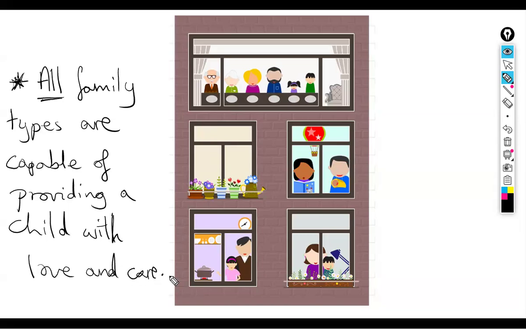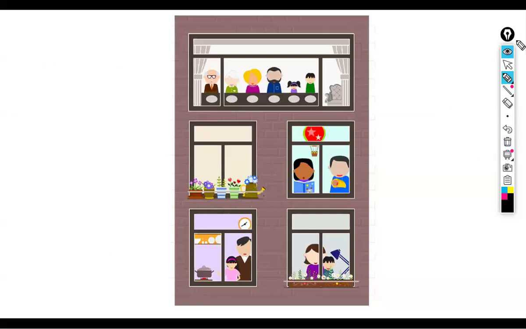Right? So each family option, the social worker would have to evaluate each of these groupings. She would have to go to the extended family, talk to everybody, talk to the nuclear family, talk to the older sibling, talk to the single parent mom, and then figure out who would provide a child with the most love and care, right? So I want you all to remember that. So let's go to the next slide.